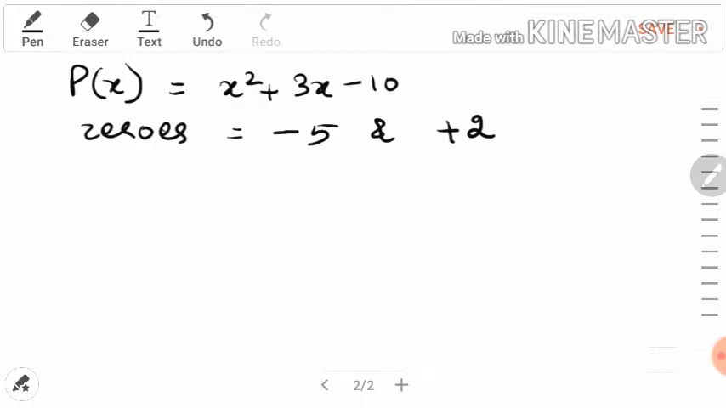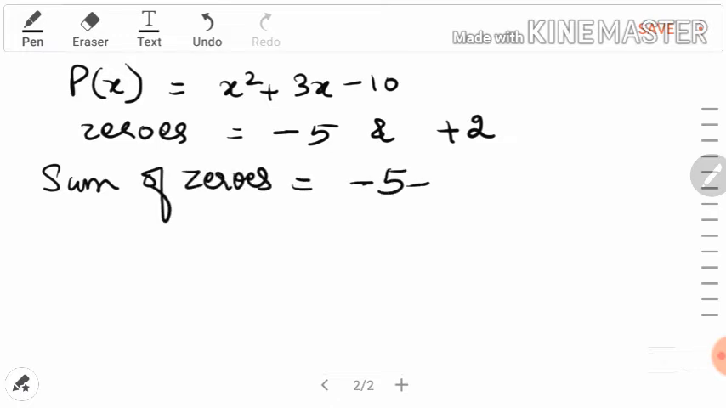So now we have the zeros of this polynomial. Since it is quadratic, there are two zeros. Let's find the sum of zeros. The sum of zeros is minus 5 plus 2, which is equal to minus 3. Now find this number in the polynomial. It's the coefficient of x.